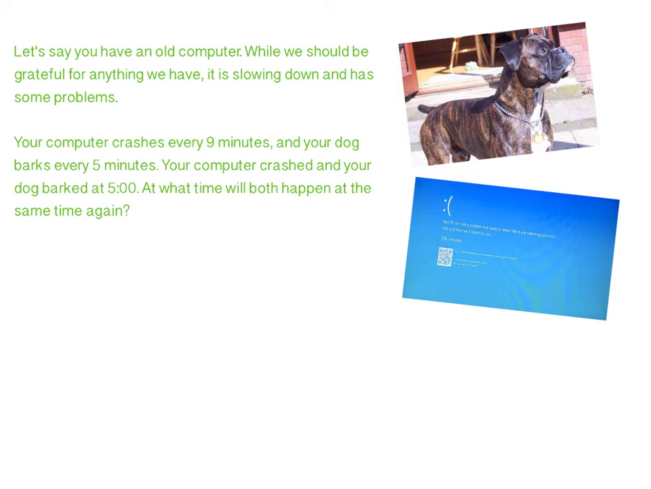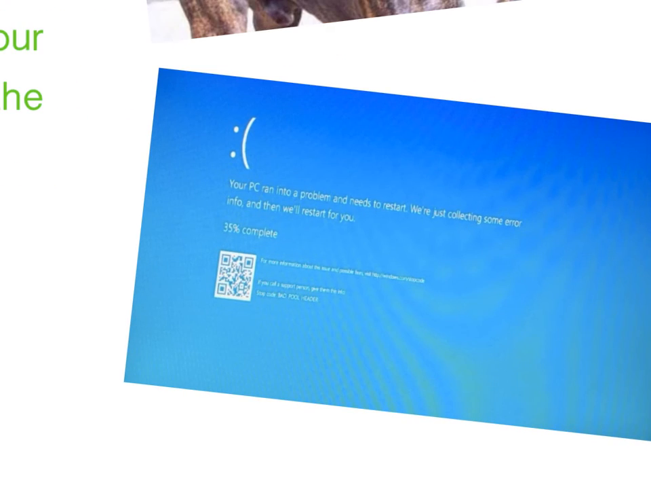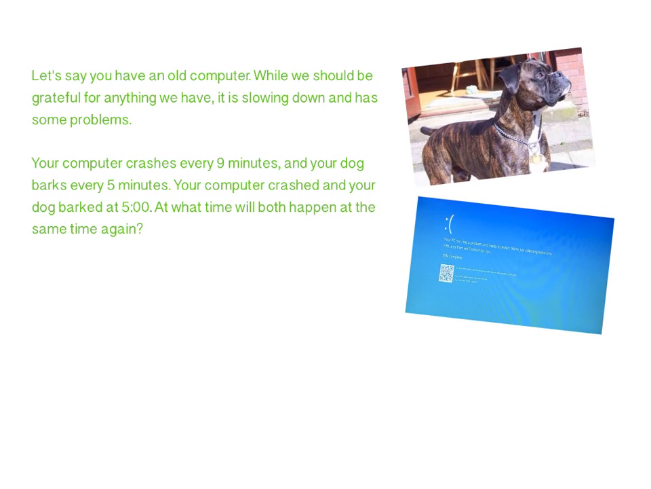But let's say you do have an old computer, and while we should be grateful for anything that we have, it's slowing down and it has some problems. So let's say that your computer crashes every 9 minutes and gives you this error message, and your dog barks every 5 minutes. Your computer crashed and your dog barked at 5 o'clock. At what time will both happen at the same time again? So at what time will the dog bark and the computer crash at the same time again?